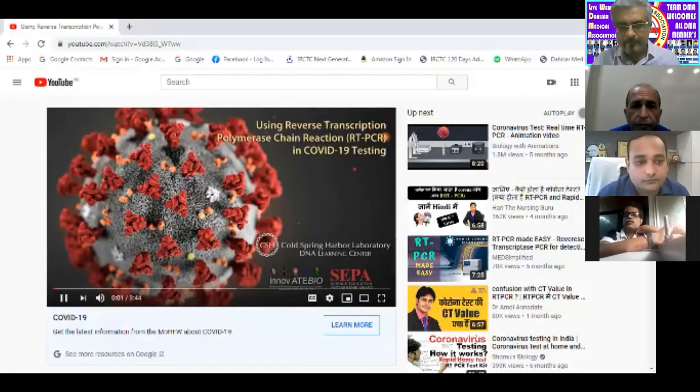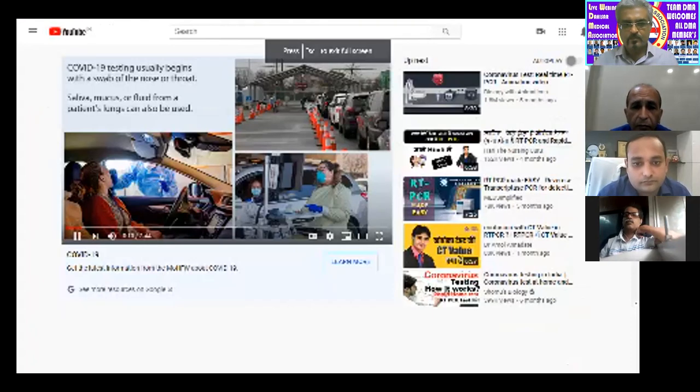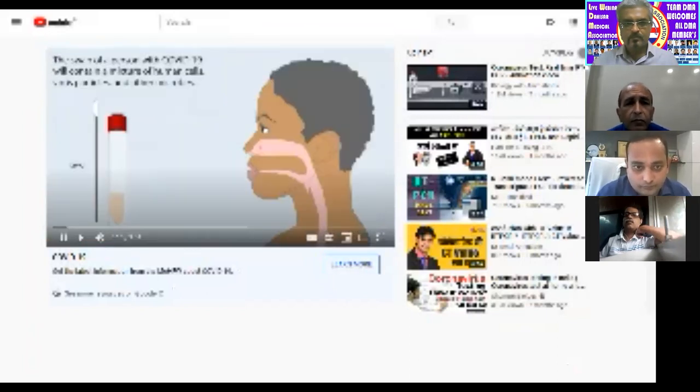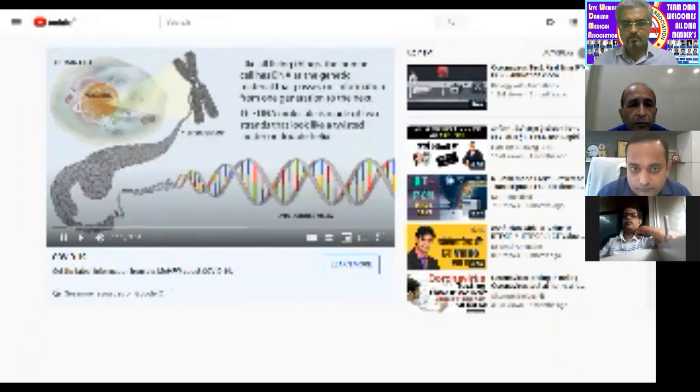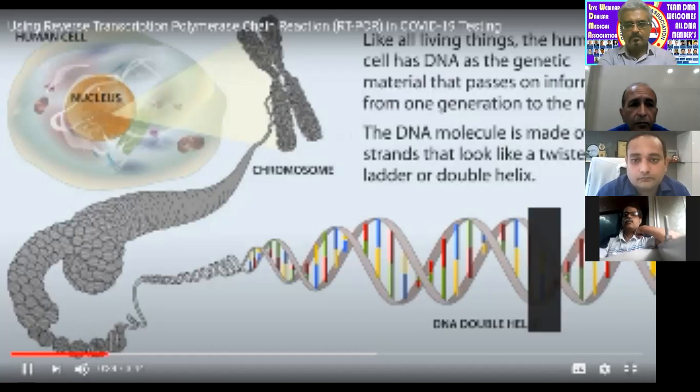Polymerase chain reaction, RT-PCR, in COVID-19 testing. COVID-19 testing usually begins with a swab of the nose or throat. Saliva, mucus, or fluid from a patient's lungs can also be used. The swab of a person with COVID-19 will contain a mixture of human cells, virus particles, and other microbes. Like all living things, the human cell has DNA as the genetic material that passes on information from one generation to the next. The DNA molecule is made up of 2 strands that look like a twisted ladder or double helix.